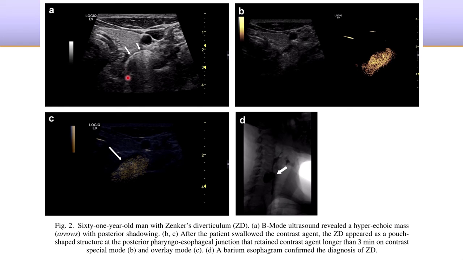These patients had a lesion near the thyroid. After the swallow of contrast agents, we can see a pot-shaped structure. Here we can see it retains the contrast agents for more than 3 minutes. Barium esophagogram confirmed the diagnosis of Zenker diverticulum.